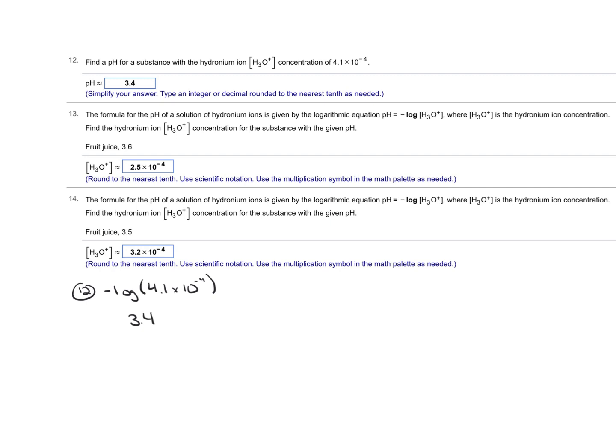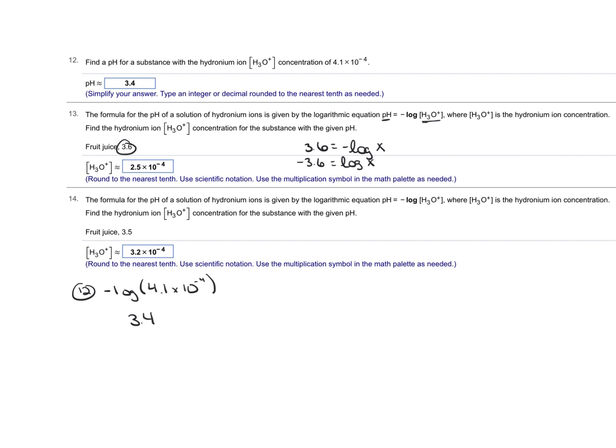On our next problem, they're telling us what the pH equals. They're telling us this part of the equation. So we get 3.6 equals negative log of something. That's what we're trying to figure out. So I'm going to divide both sides by negative 1. I get negative 3.6 equals the log of x.